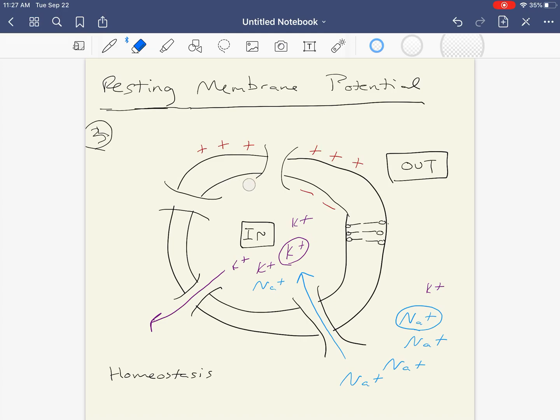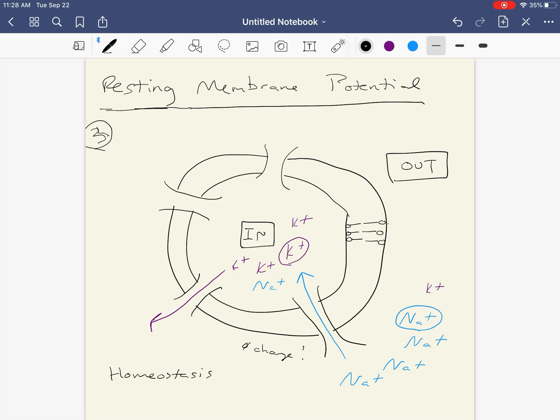Because that's what the body does, right? The body is so good at homeostasis. If we just let this happen with passive diffusion, the body would find a way to maintain homeostasis and there would be no charge. But that's bad. We talked about it.